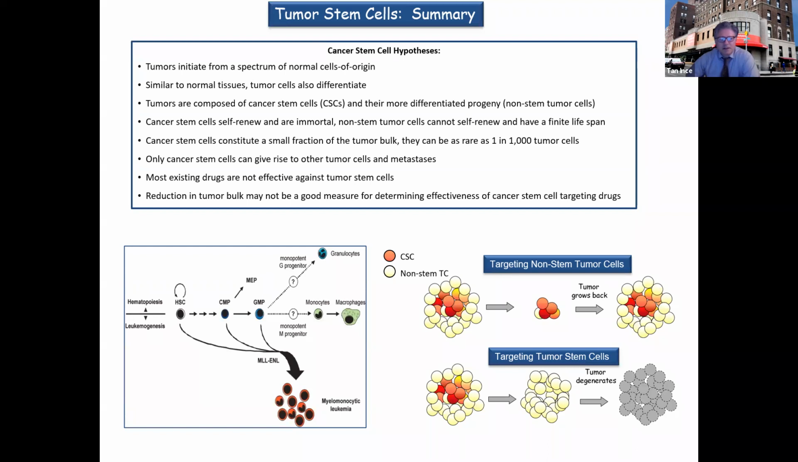Only cancer stem cells can give rise to other tumor cells and metastases. Most existing drugs are not effective against the tumor stem cells. Therefore, reduction in tumor bulk may not be a good measure for determining effectiveness of cancer stem cell targeting drugs. And we believe that when we have better drugs that target all of the tumor, both the stem cells and non-stem cells, perhaps we may have a more effective approach to cancer treatment.